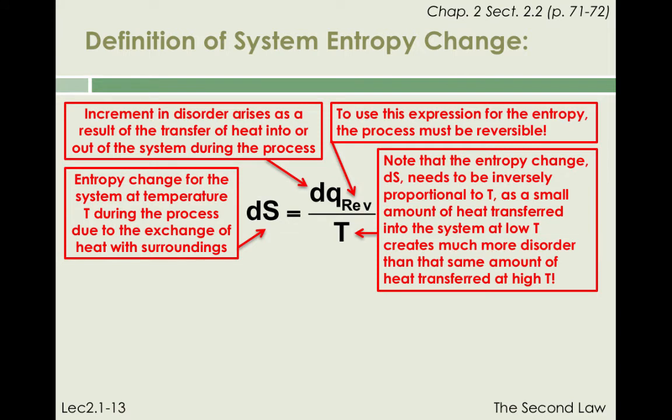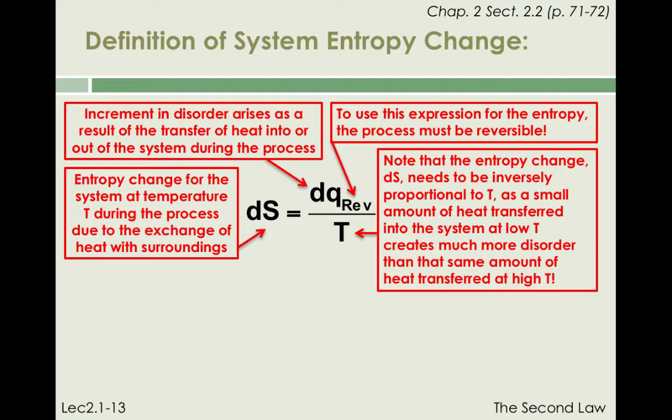Finally, note that dS is inversely proportional to the temperature. This is a subtle point, but a very important one. Indeed, one should expect that transferring a given amount of heat from the surroundings into the system can give rise to a smaller or larger increase in disorder depending on the actual temperature of the system. Dumping heat into a system at high temperature will create much less disorder than doing so at low temperature. This is so because systems are typically more disordered at high temperature than at low temperature.